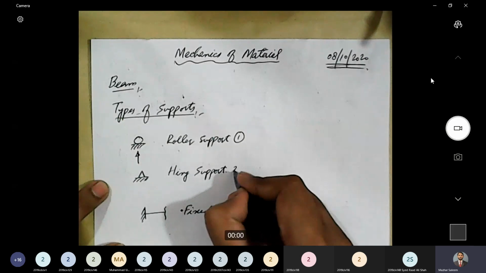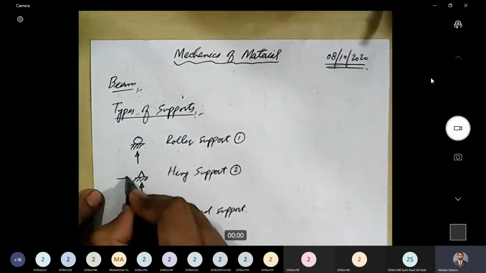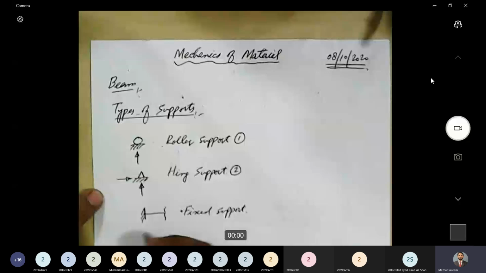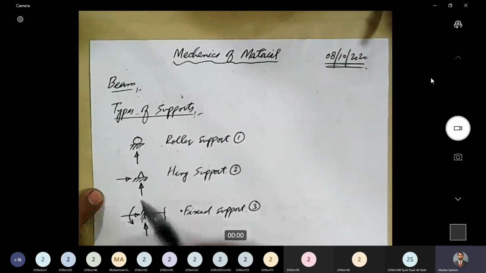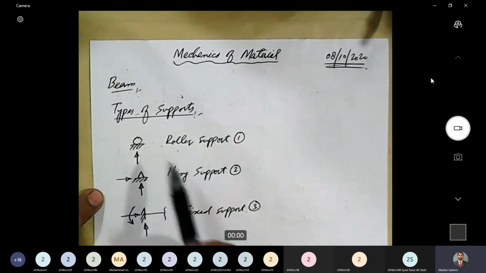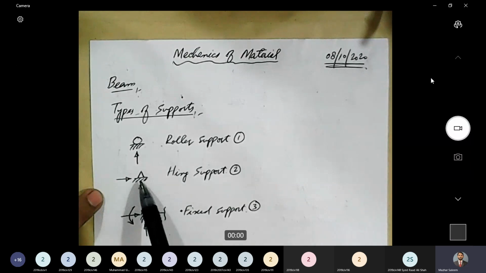Hinge support can generate two reactions: perpendicular to the supporting surface and parallel to the supporting surface. And fixed support can generate three reactions: parallel to the supporting surface, perpendicular to the supporting surface, and a resisting moment. So roller support, one reaction only, perpendicular to the supporting surface. Hinge support, two reactions, perpendicular and parallel to the supporting surface. Fixed support, three reactions, parallel, perpendicular, and a resisting moment.